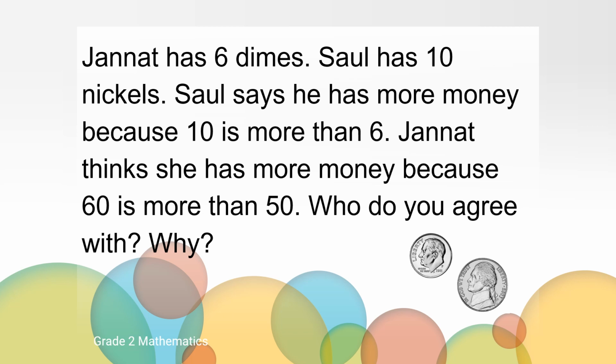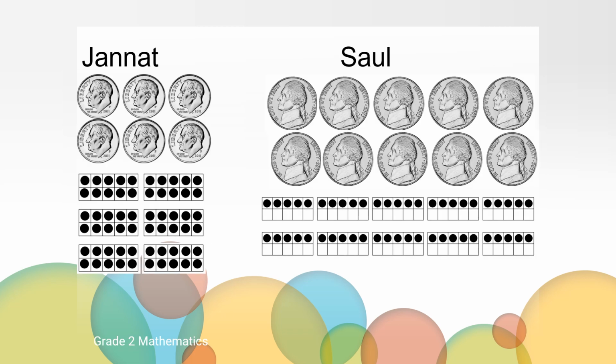What did you think? Even though Jeanette has less coins, the value of her coins is greater. Each dime is worth 10 cents, so we can see here that 6 dimes would have a value of 60 cents. Saul has more coins, but the value of his coins is less. We can see from this picture that each nickel is worth 5 cents, so 10 nickels has a value of 50 cents, which is less than Jeanette's 60 cents.